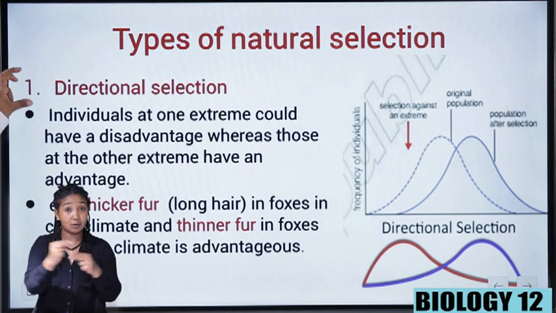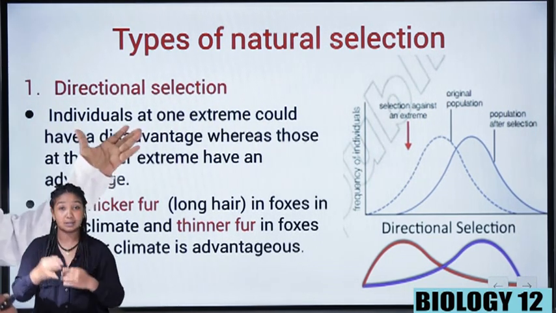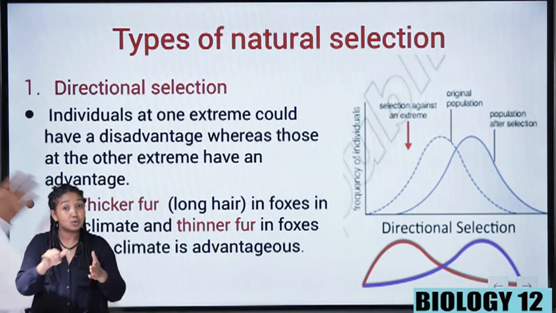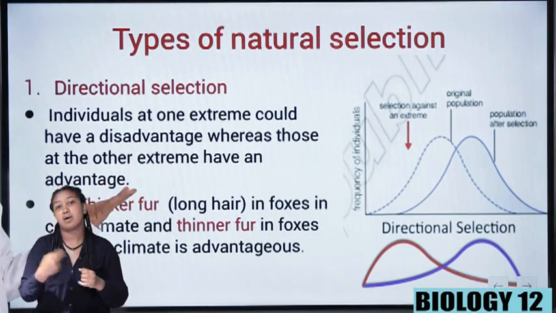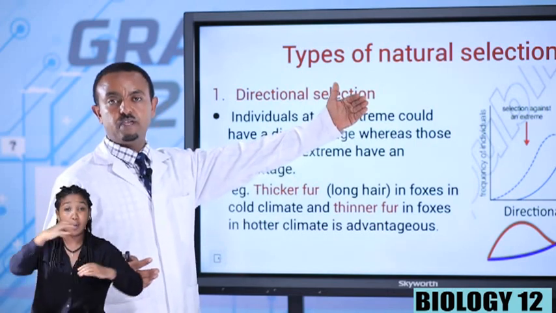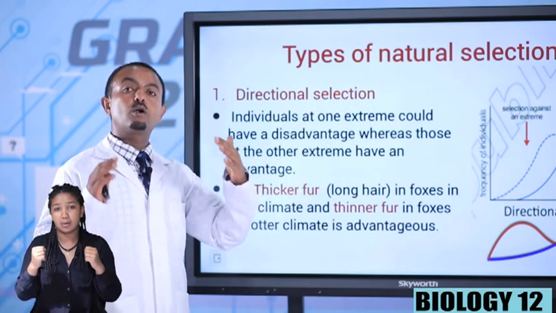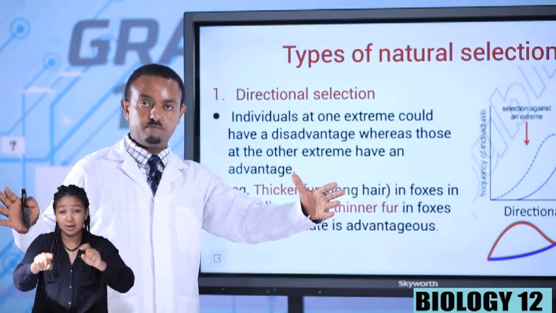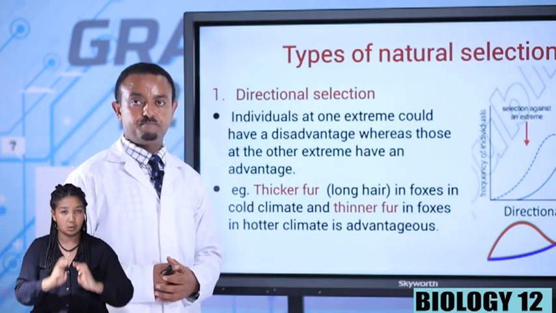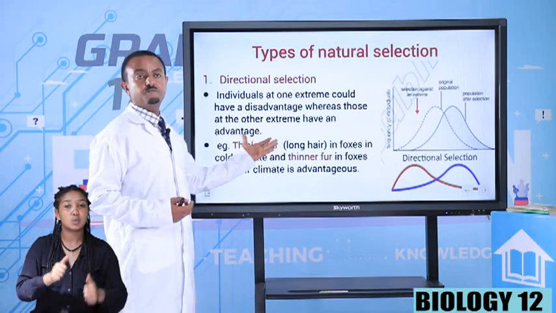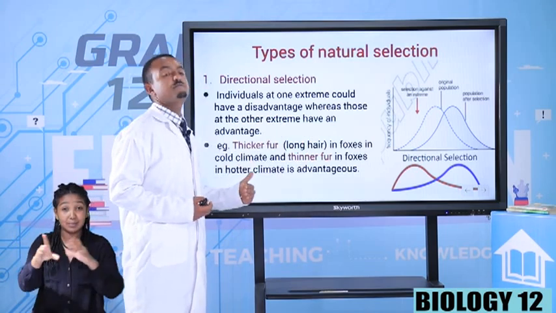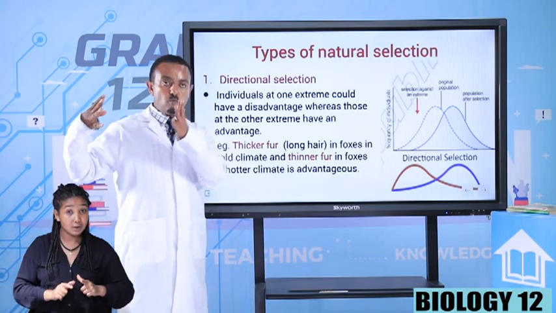The first type of natural selection is directional selection. Directional selection states that individuals at one extreme could have a disadvantage, whereas those at the other extreme have an advantage. In nature, there are 2 extremes, for example the cold areas and the very warm areas. Organisms living in these 2 different extremes have adapted in different ways. Organisms which have adapted to the cold extreme don't have the ability to live in the warmer areas.